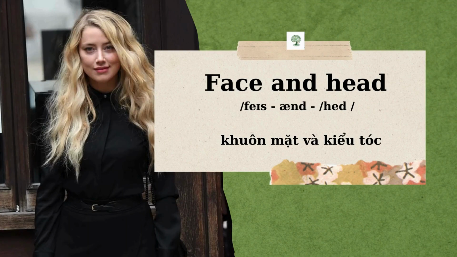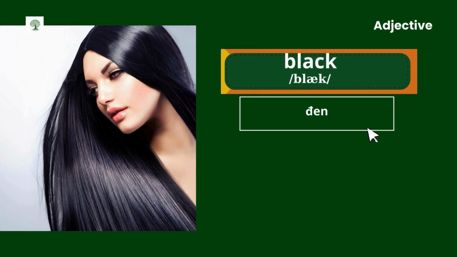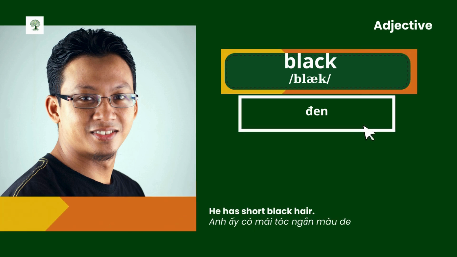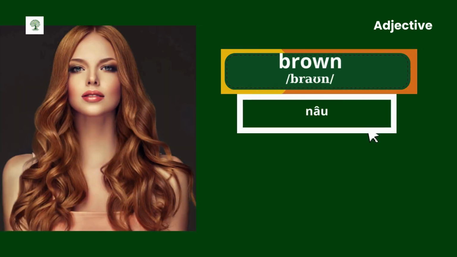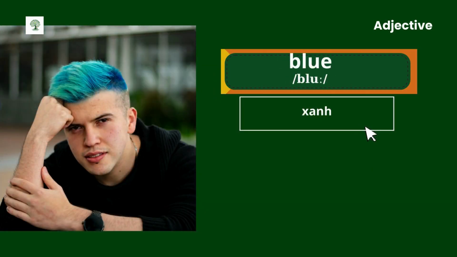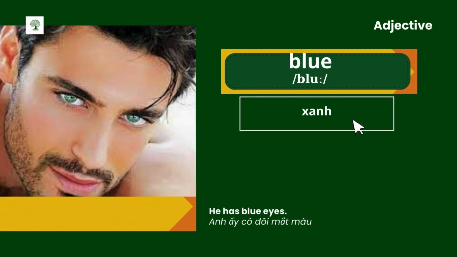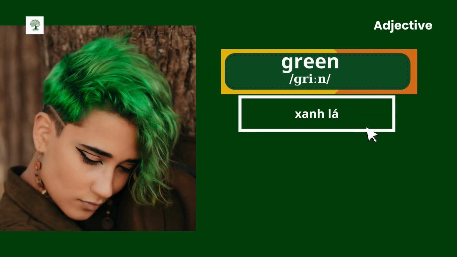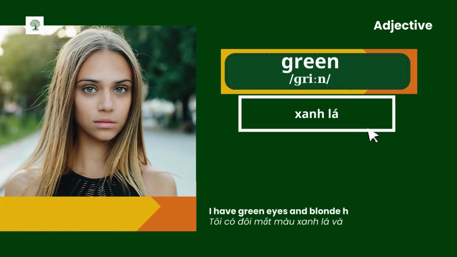Face and head. Black. He has short black hair. Brown. We both have brown eyes. Blue. He has blue eyes. Green. I have green eyes and blonde hair.